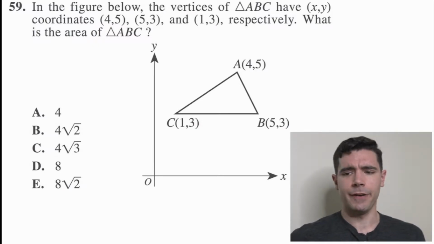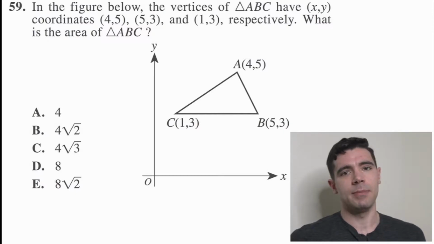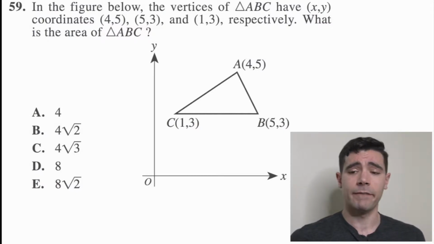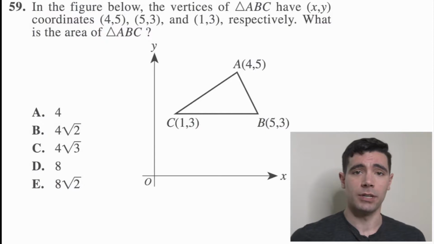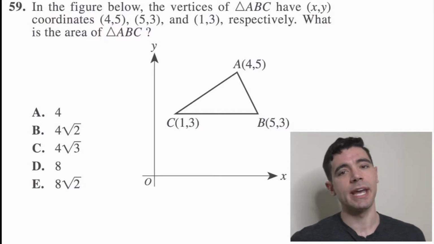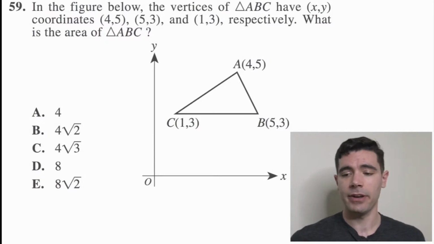It reads, in the figure below, the vertices of triangle ABC have XY coordinates (4, 5), (5, 3), and (1, 3), respectively. What is the area of triangle ABC? Now we have a nice little figure of it.